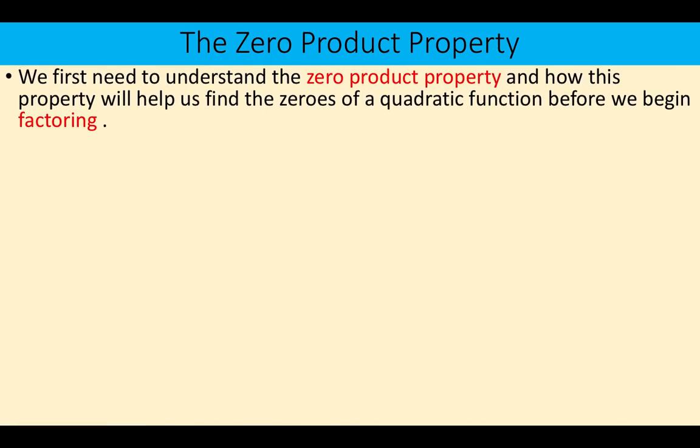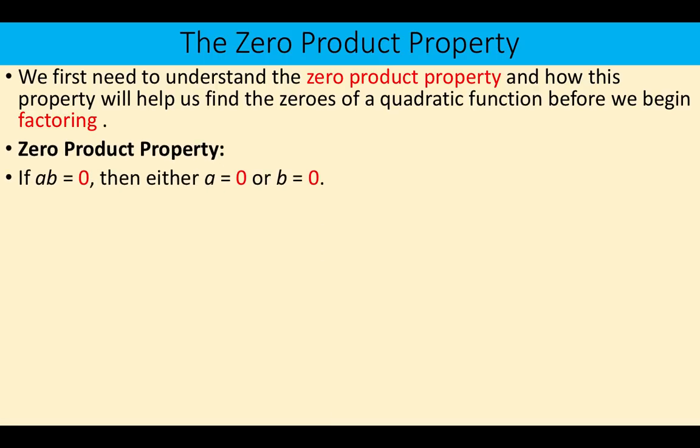So let's talk about what is the zero product property. We first need to understand the zero product property and how this property will help us find the zeros of a quadratic function before we actually start factoring, before we actually start using the quadratic formula. We first need to know this property. So here's the zero product property.